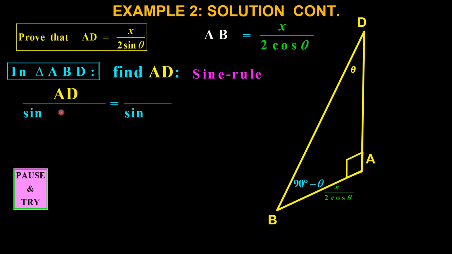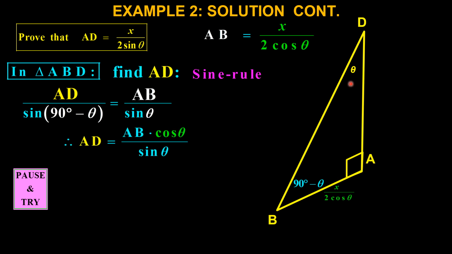You're going to use this version because it's a side that's missing. So I can start with the AD, and we can see AD is opposite the 90 minus theta. So we insert that. The other known measurement is AB. So I have to put, and it's best to put in AB, don't put in the expression x over 2 cos theta. Right? And which angle is opposite AB? AB is opposite theta. So I have theta there, right?